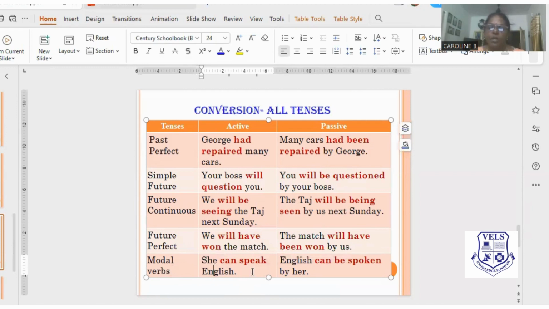In case of modal verbs, we follow the same rule as the simple future. That is, the be verb is added in the verb phrase. She can speak English. English can be spoken by her.